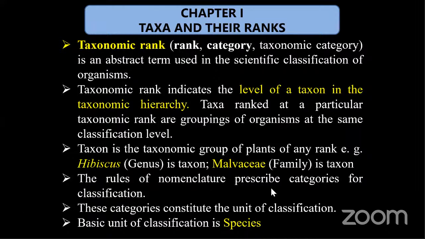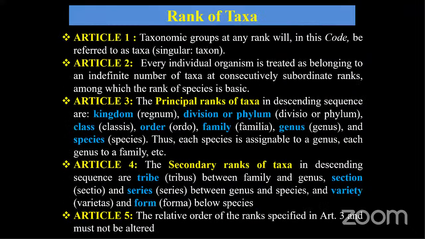The rules of nomenclature prescribe categories for the classification, and whatever rules are related to nomenclature, categories, rank, or taxon are covered in Articles 1 to 5. These categories constitute the basic unit of classification, and the basic unit of classification is the species. There are various categories and ranks created by the ICN for classification purposes. There are certain articles on how and where they are coded.